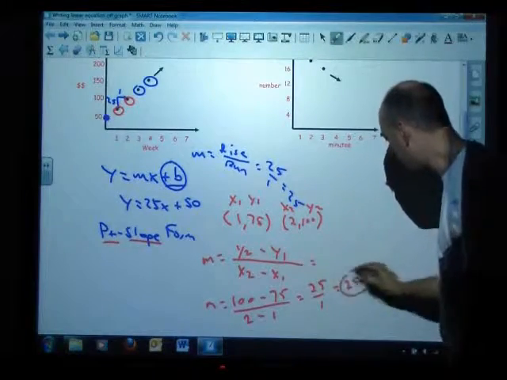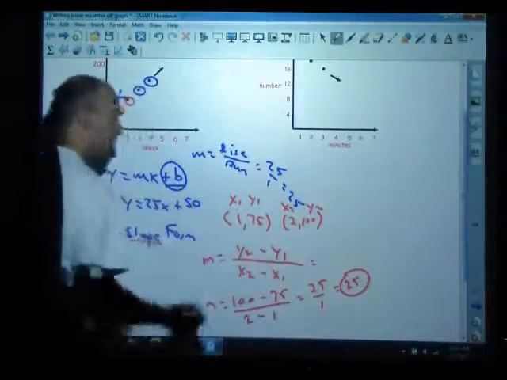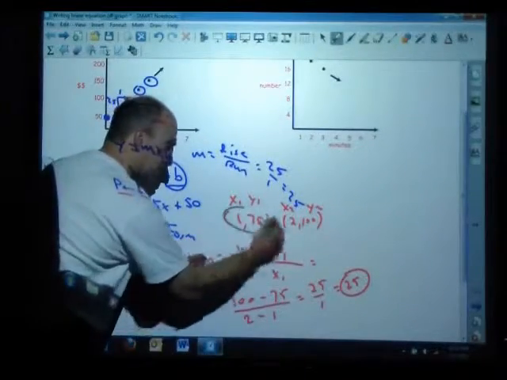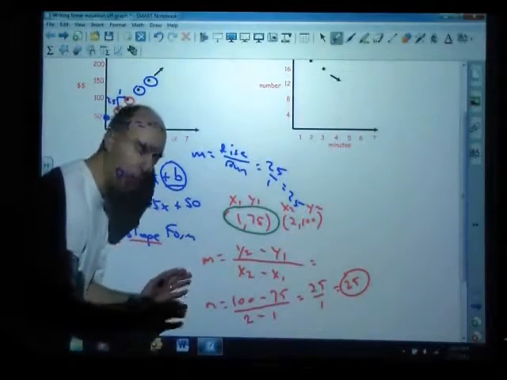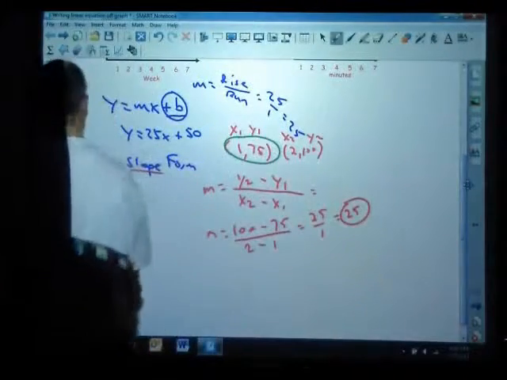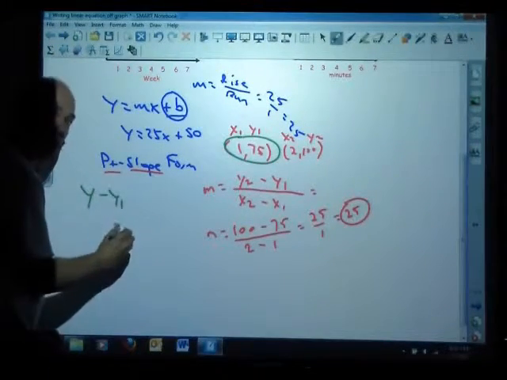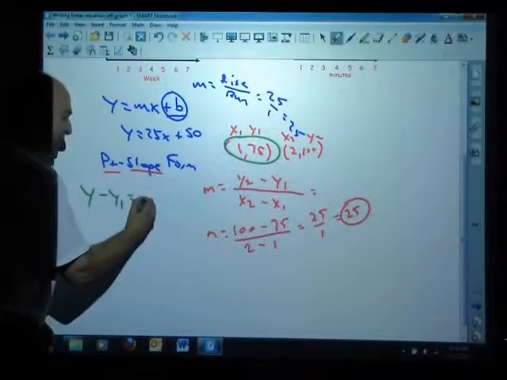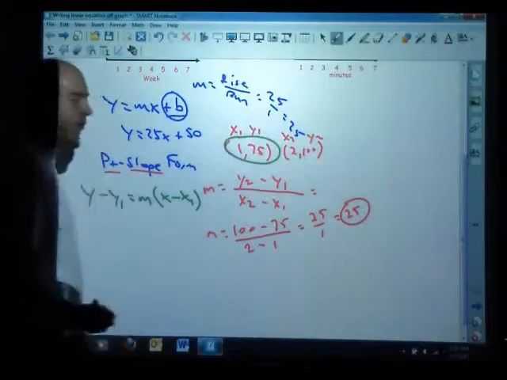All right, now once you have that, the slope, you could take either one of these points and plug it into point slope form. Now how does point slope form go? Now what it says is the form is y minus the y coordinate of a given point equals m times x minus the x coordinate of a given point.